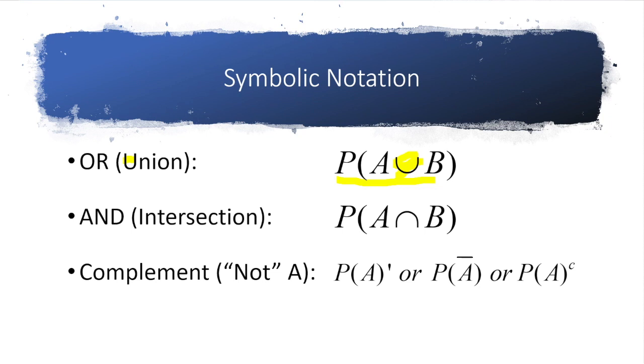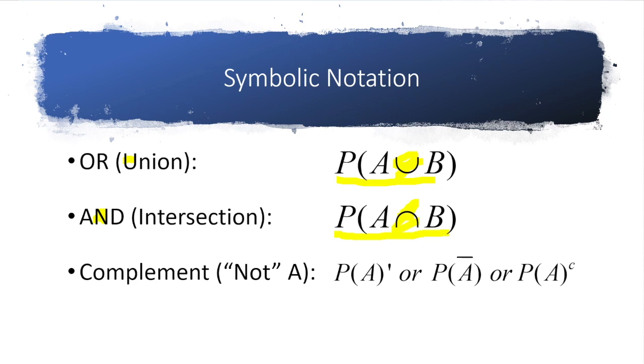Next we have the AND problems, which as you recall means intersection. And if you look at the N in AND, that kind of looks like this little guy over here, which is kind of an upside down U, but it looks like an N, and that means intersection. So this is the probability of A and B.